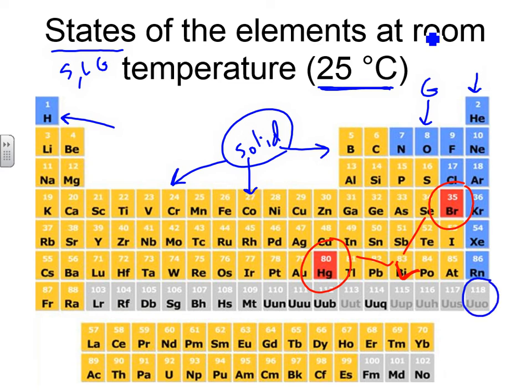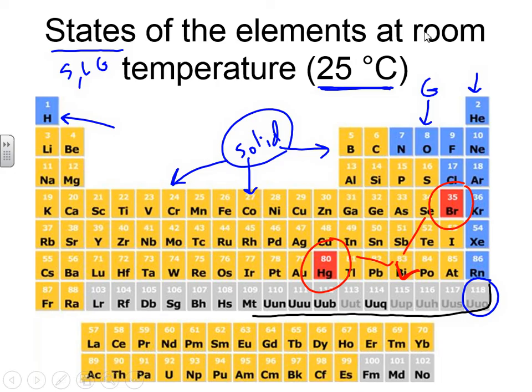Some of these bottom elements have actually been named, and they are currently essentially non-existent in terms of they decay really quickly. So that's why the elements down here in the older periodic tables have no names, but they have been named, and they do have names now.